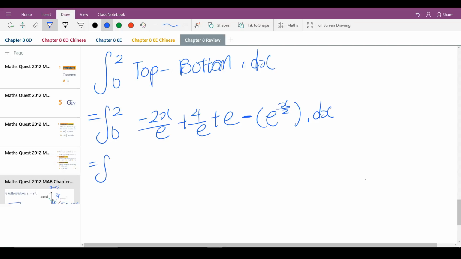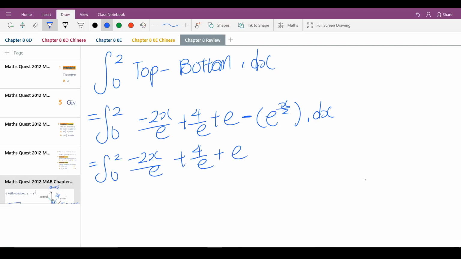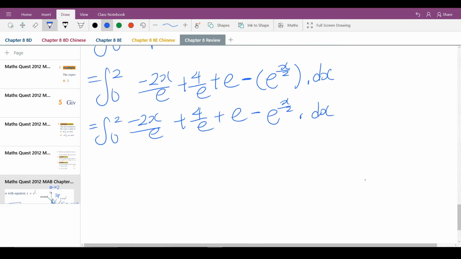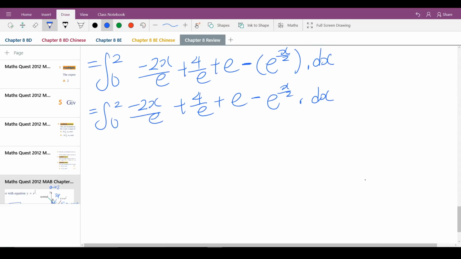Alright, expand the bracket. Plus 4 over e plus e, and minus e to the x over 2. Integrate with respect to x. You can do some cleaning up or rearrangement to make things easier, but I'm just going to leave it like that and integrate. Being a little bit lazy here. So this becomes this. Alright, easy.